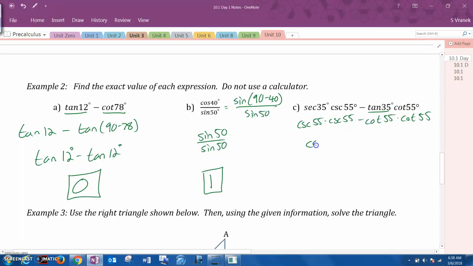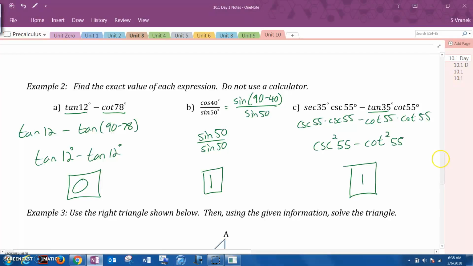So you end up with this identity. You get cosecant squared of 55 minus cotangent squared of 55. And if you manipulate the identity 1 plus cotangent squared equals cosecant squared, you would see from your last chapter that that is also 1.